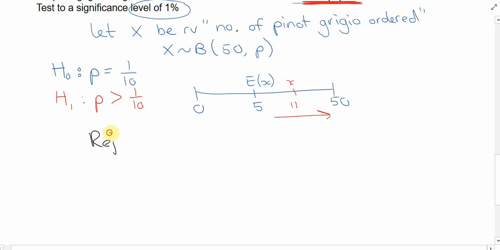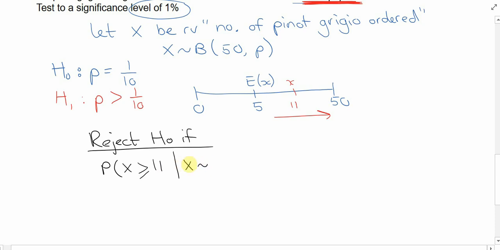So we're going to reject H0 if and only if the probability that the number of Pinot Grigios ordered is greater than or equal to 11, because there were 11 ordered. So the number of Pinot Grigios ordered is distributed binomially with 50, and we're going to now put the probability in because these are the parameters that we're testing. But we're only going to reject it if the chance of 11 being ordered is so rare, so significant, it's only a 1% chance of happening.